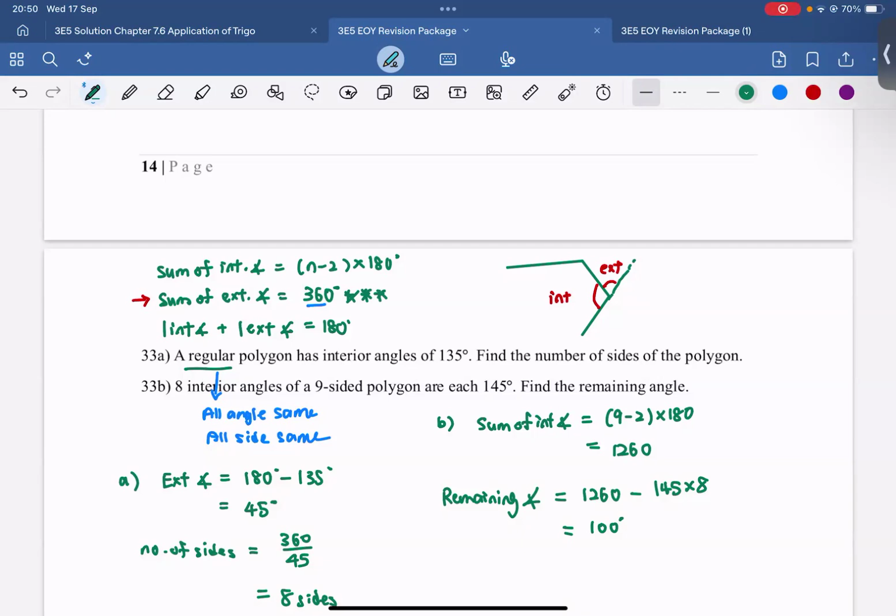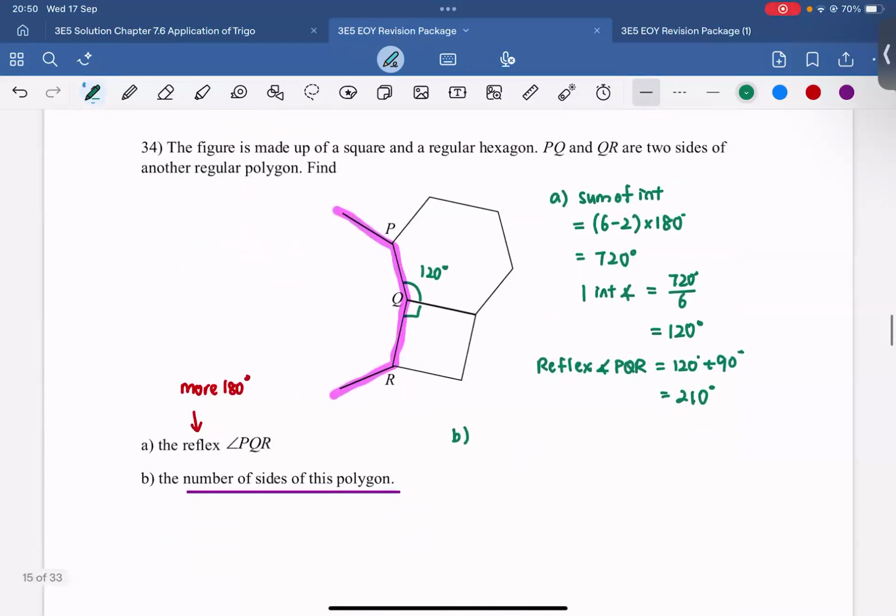But before we can find the exterior angle of that polygon, we cannot find it directly. What should we find first? We have to find the interior angle of the polygon. And where is the interior angle of this pink color polygon? It is this angle, correct?